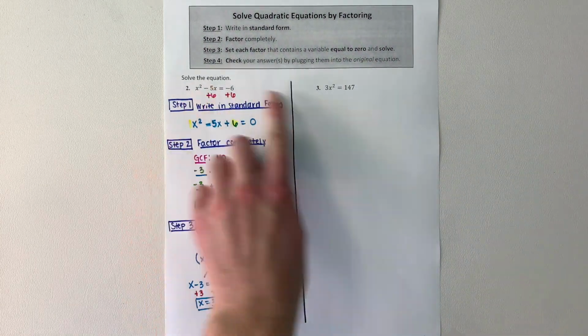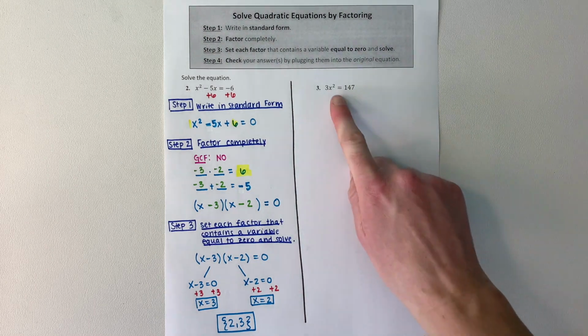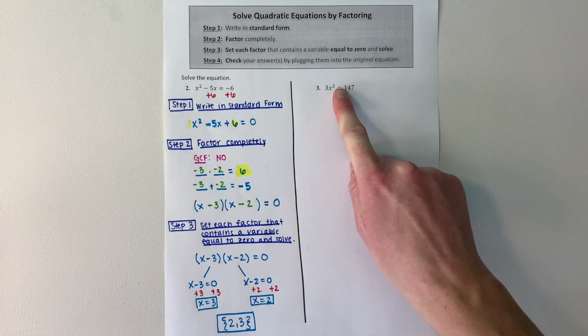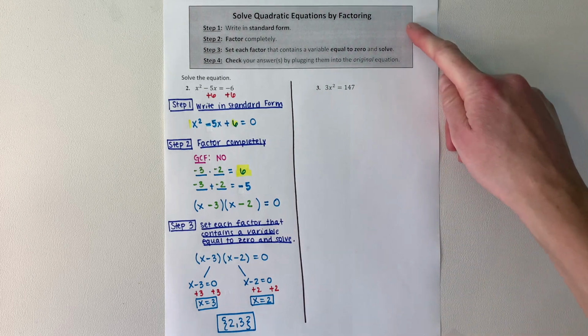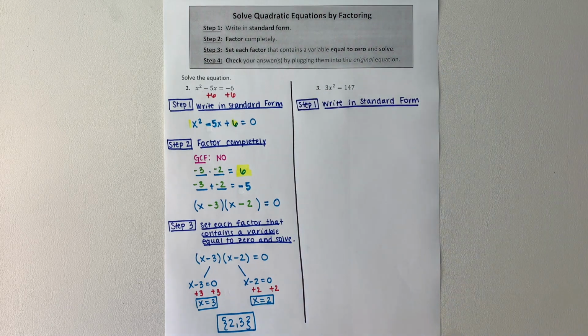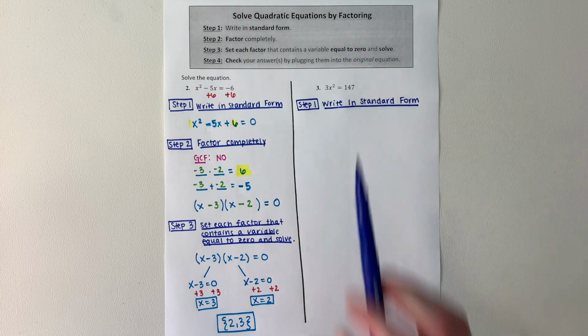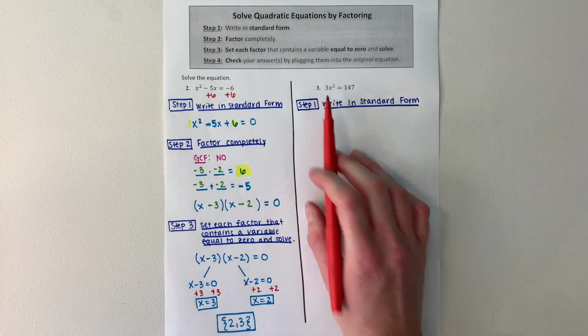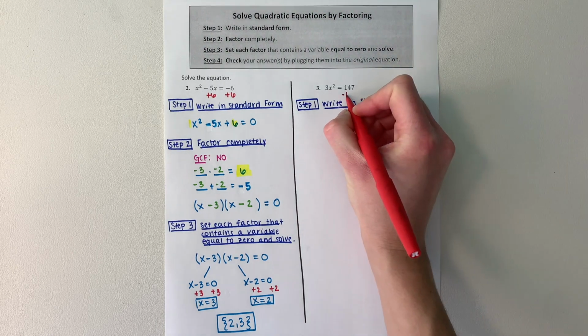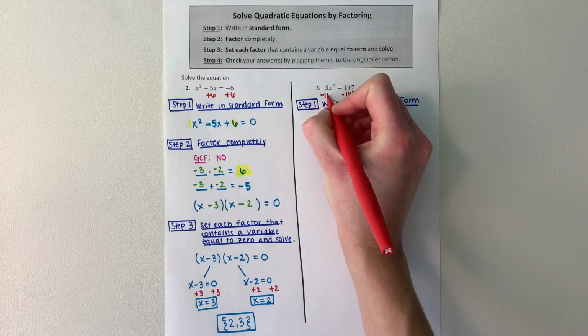Again, we're asked to solve this equation, and notice that this is a quadratic equation since we see an x squared term. So when you're solving a quadratic equation, we follow these steps in this box here. Step 1, we need to write our equation in standard form. To get this in standard form, let's start by getting it equal to 0. So we need to subtract 147 from both sides.